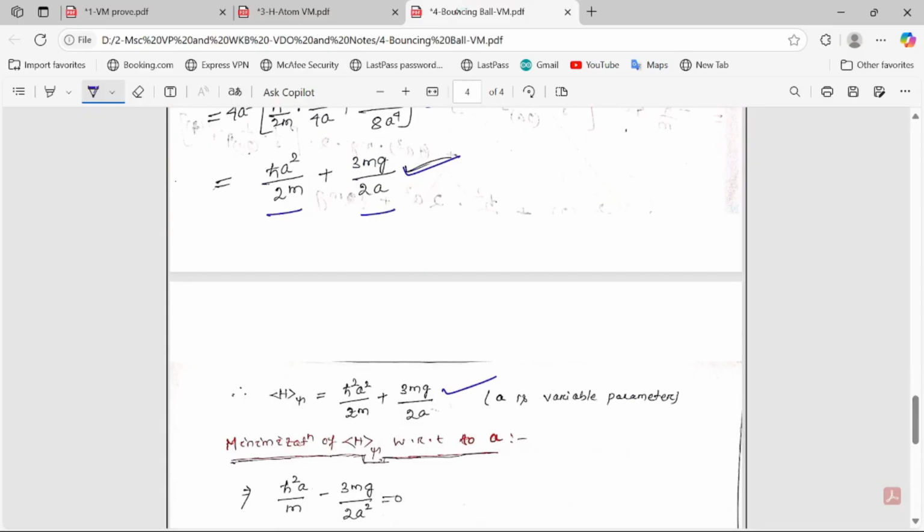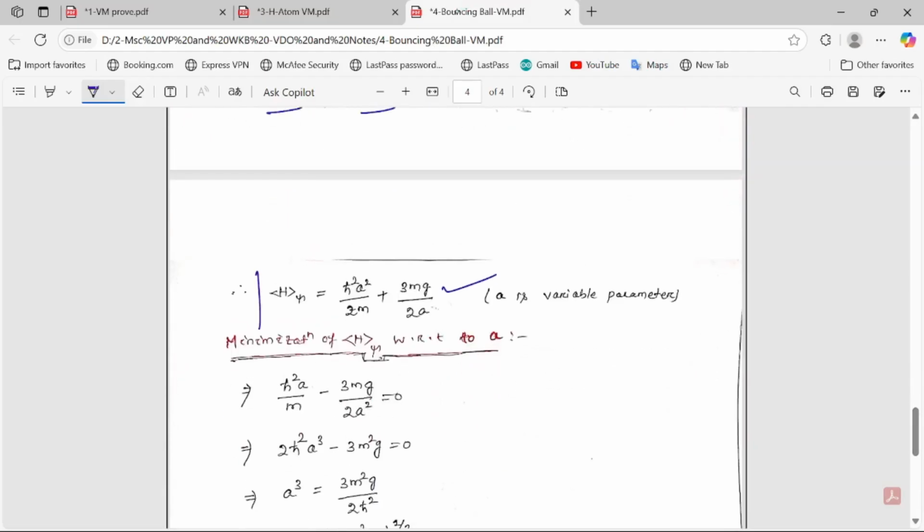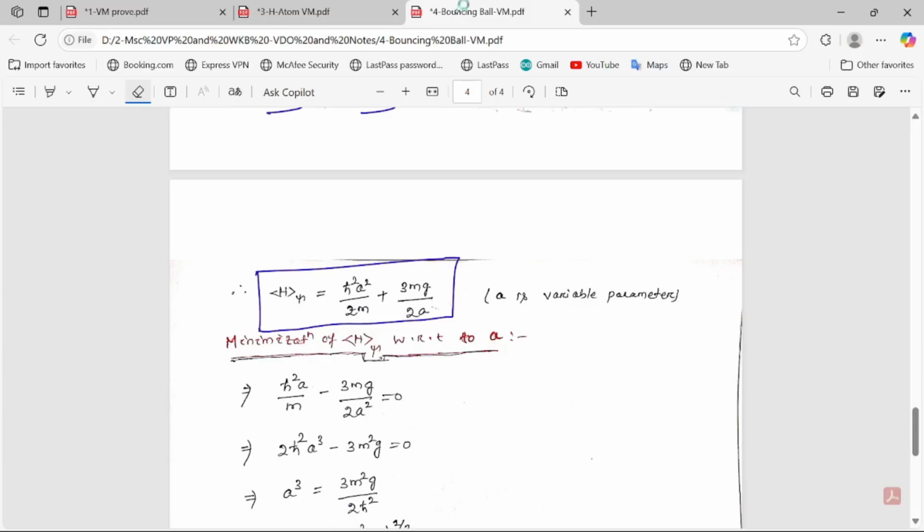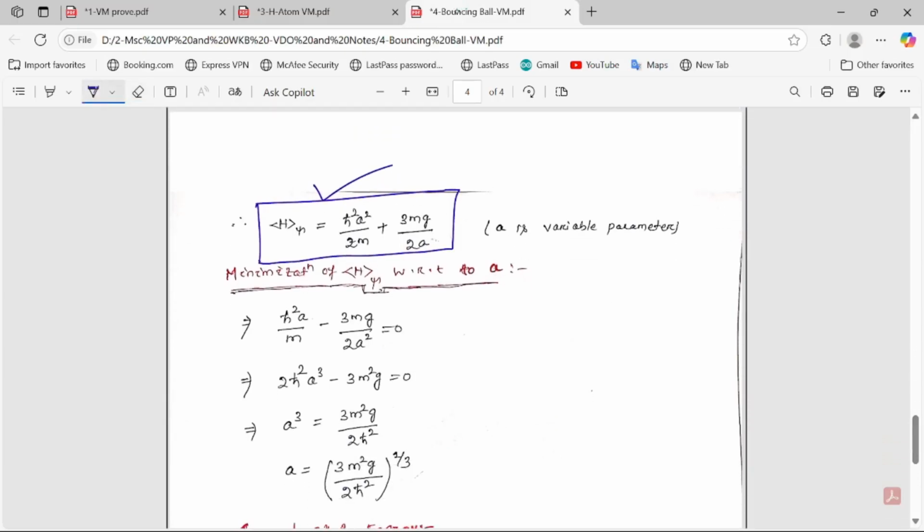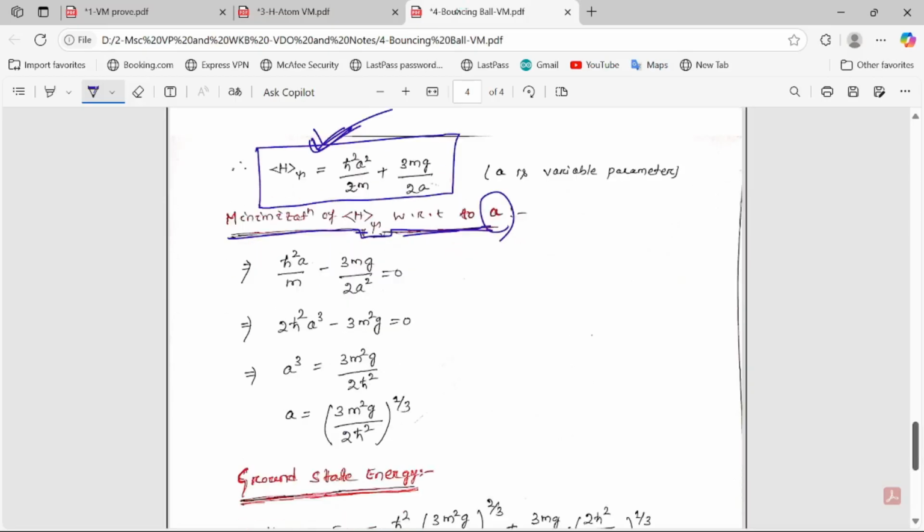Same thing it has been written over here. From this expression we found this Hamiltonian is a function of the variable a. That means if I am going to consider the minimization condition for the expectation value of the Hamiltonian, we have to differentiate this expectation value of the Hamiltonian with respect to a. Same thing it has been written: minimization of the expectation value of the Hamiltonian with respect to a. If I do so, that means differentiation of this with respect to a.